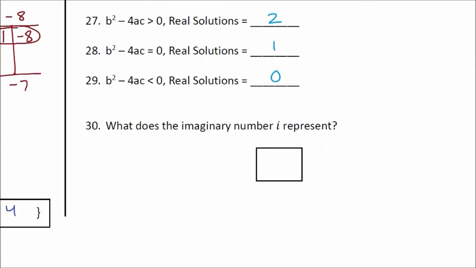And then number 30, to wrap up this worksheet, what does the imaginary number i represent? Well, we've learned that i is equal to the square root of negative 1. So our answer here must be just the square root of negative 1. All right, we'll continue on with the next review sheet on question number 31.